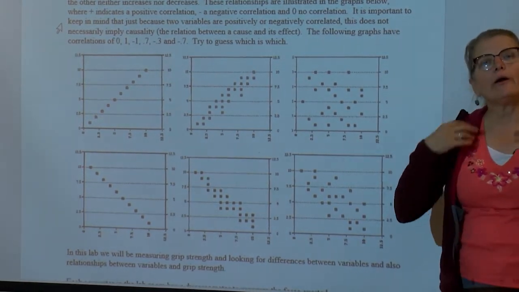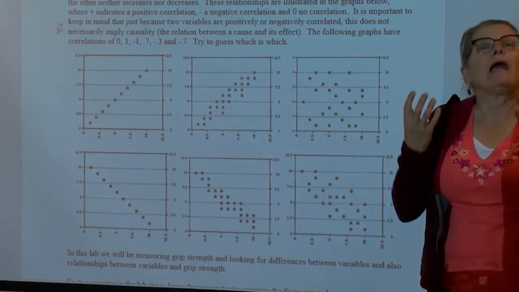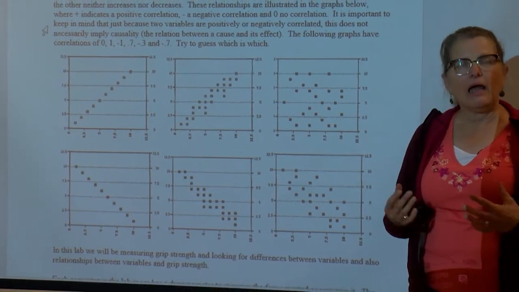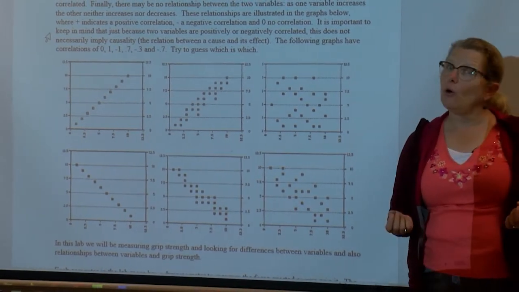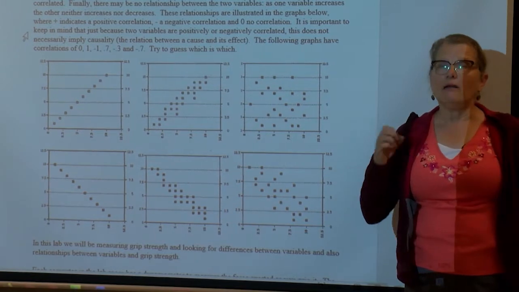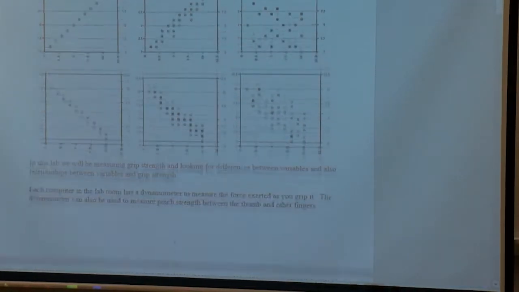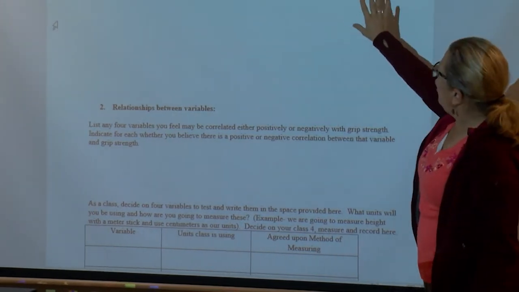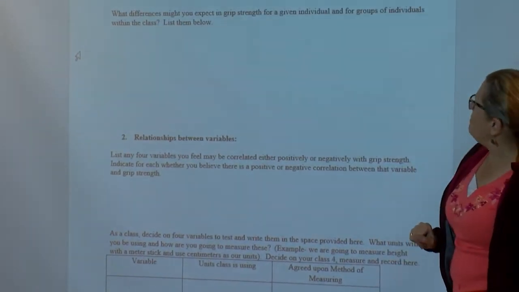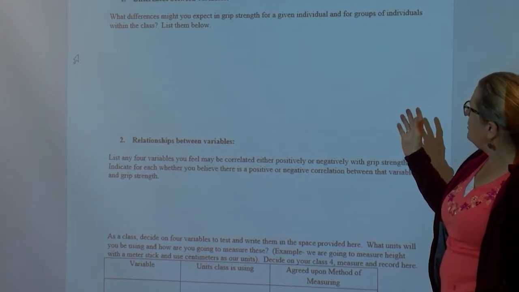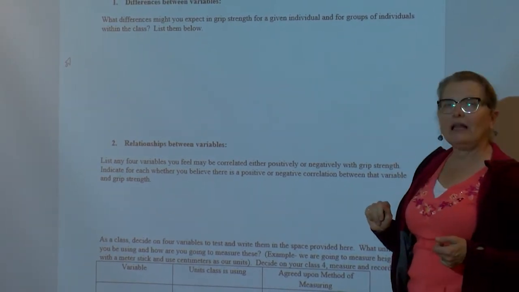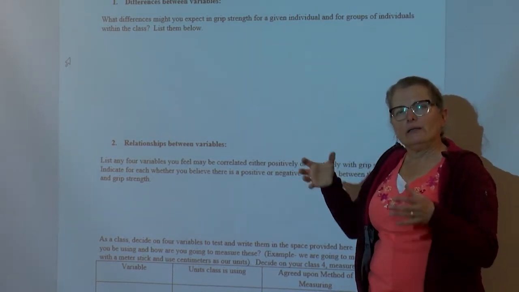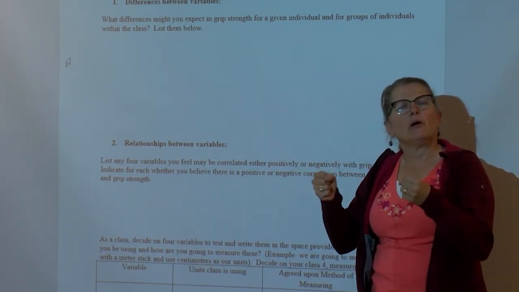So again, we're going to design an experiment. We're going to carry the experiment out. You're going to graph the data, and you're going to see, is there a correlation between different variables? So let's look at what differences might you expect in grip strength for a given individual and for groups of individuals within the class. List them below. So I want you to think about what might affect how someone can grip something.